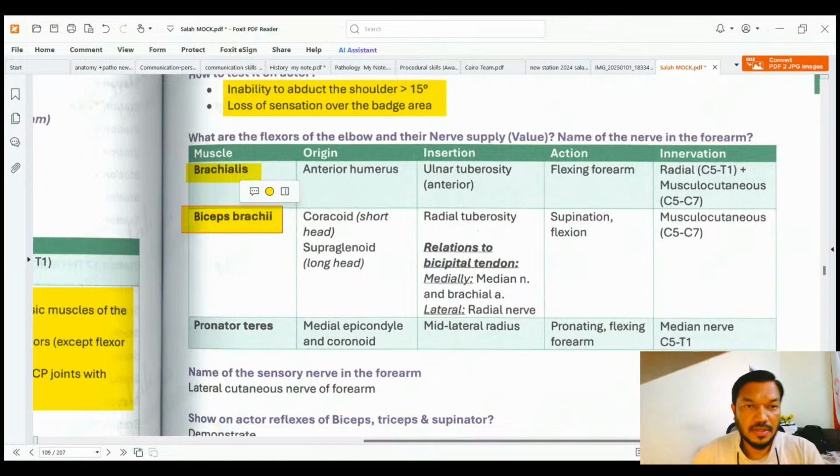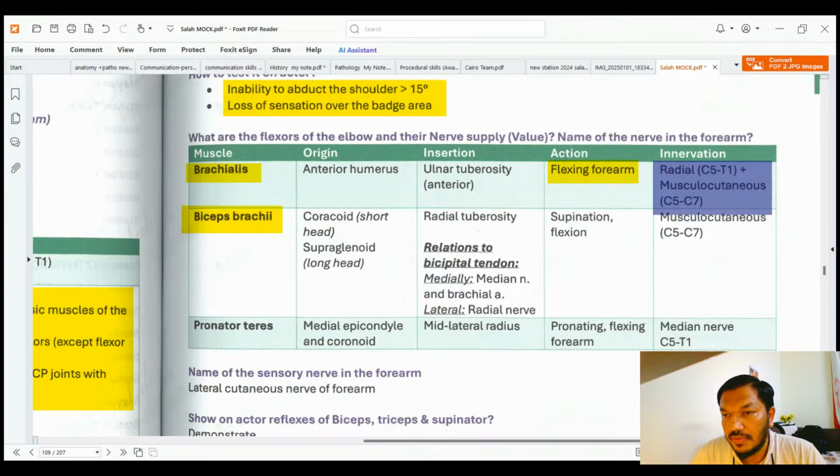Anyway, you can see. So brachialis, origin, everything. What are the flexors of the elbow and their nerve supply? Brachialis: anterior humerus origin and insertion into ulnar tuberosity, and action is flexing the forearm. It is innervated by the radial and musculocutaneous nerves. Radial root value is cervical 5 to thoracic 1 and musculocutaneous is cervical 5 to cervical 7.